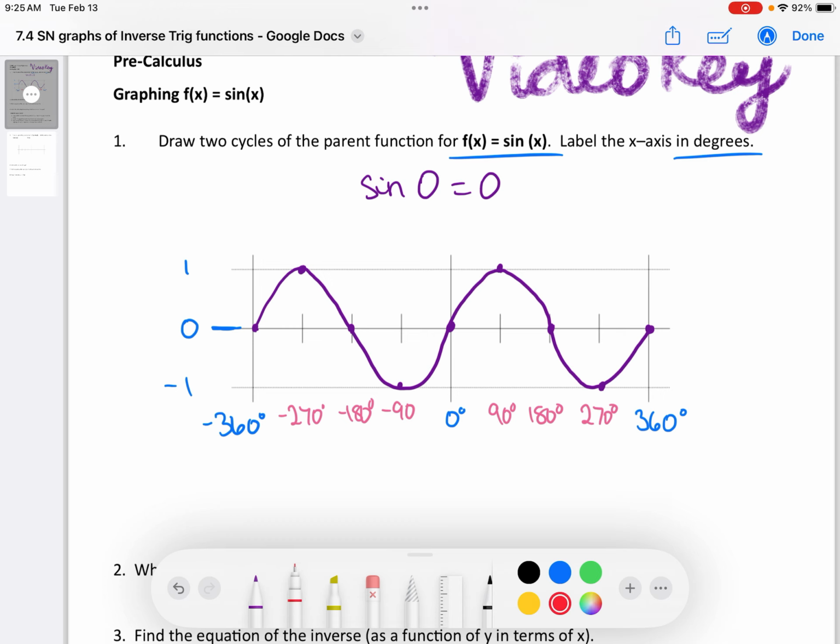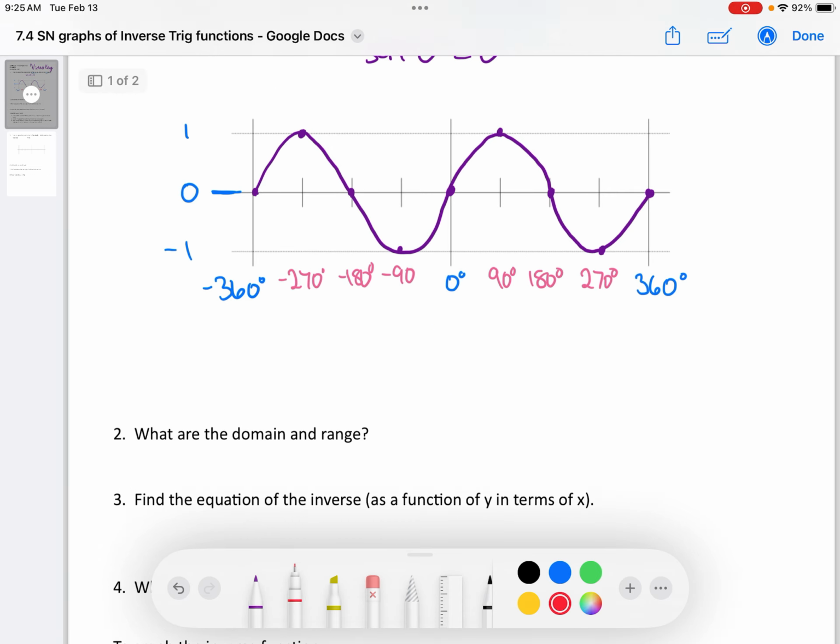Okay? Now, the domain of any sine or cosine graph is all real numbers. It continues. The range of this graph is from its low to its high. So that is negative 1 to positive 1.